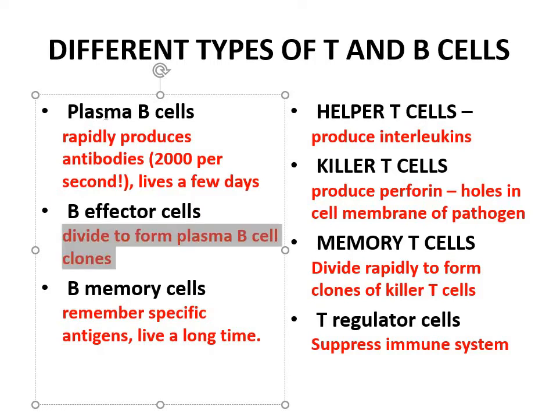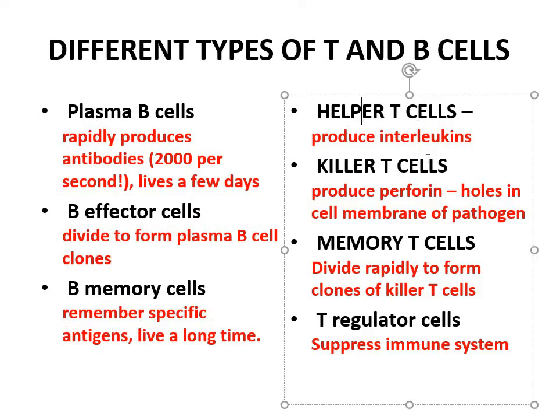They're going to then divide to form these B plasma cells, so we need to have a stock of these to make sure we're producing lots of plasma cells. And then the memory cells, because the B plasma cells don't live for very long, they live for a few days, but they produce lots and lots and lots of antibodies in that time. We're going to need to remember these pathogens when they get to us later on again. So they're going to remember the specific antigens.